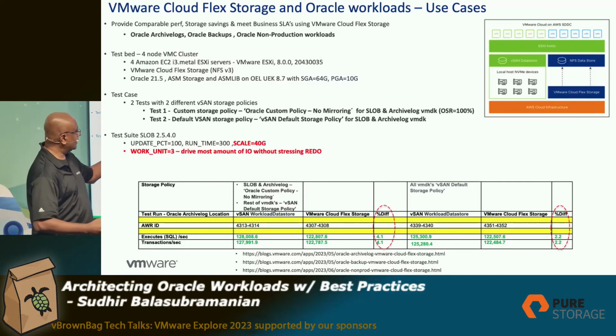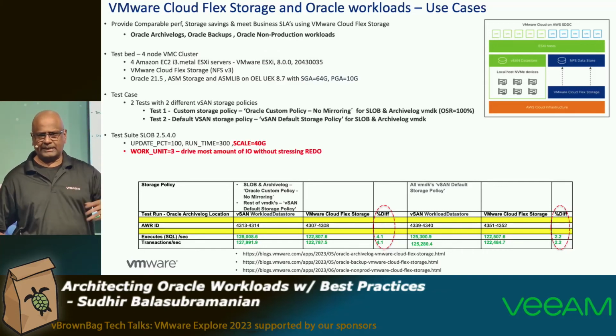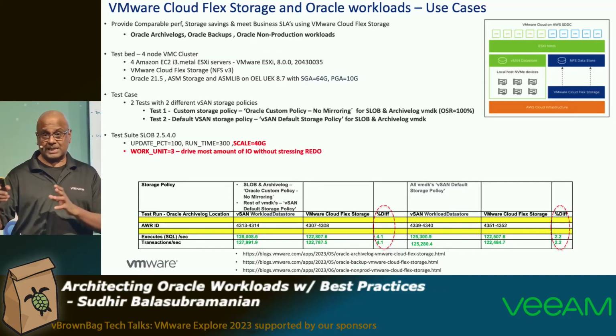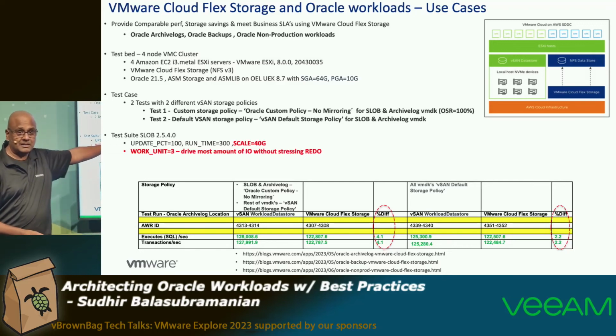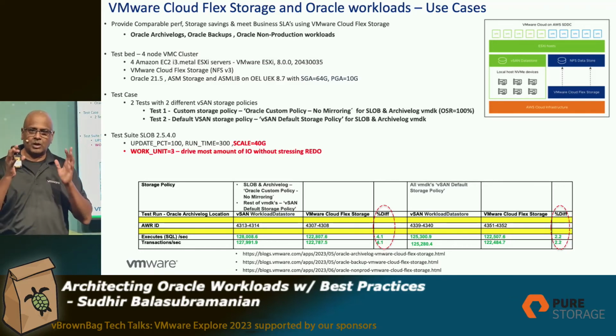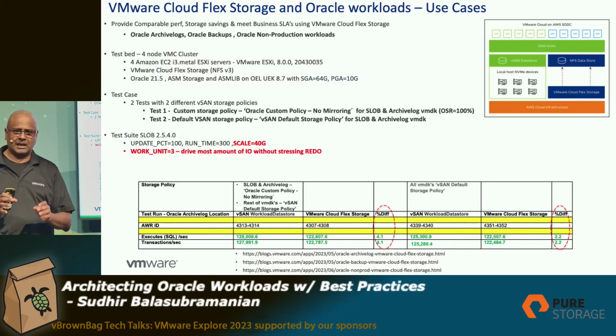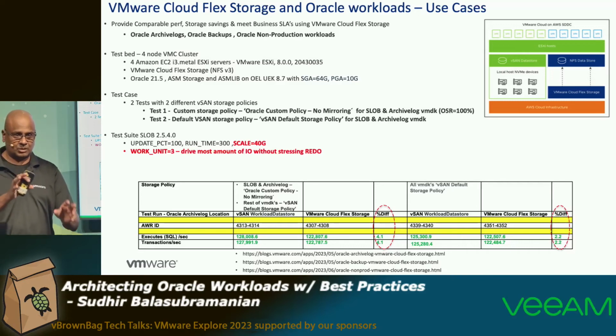So we said, you know what? No mirroring. I don't like mirroring. No RAID 1, no RAID 5, no RAID 10, no nothing, right? I want to set OSR, object space reservation, to 100%. It's almost like an eager zeroed thick, right? So that's one storage policy. The other storage policy was default vSAN. I said, let's run our workload and see, can I stress it and how close does it come to my tier 1 NVMe vSAN storage, right?